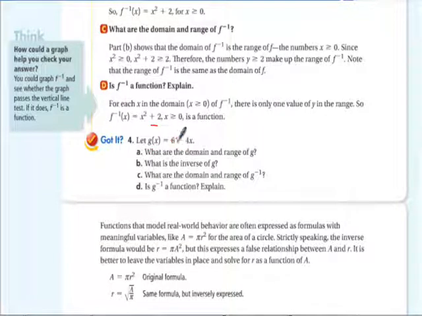Let g of x equal 6 minus 4x. What's the domain and range for g? What's the inverse of g? What's the domain and range of the inverse? And is the inverse of g a function? Please explain. Go ahead and pause the video right here. Get some answers to 4. Go ahead and pause the video now.